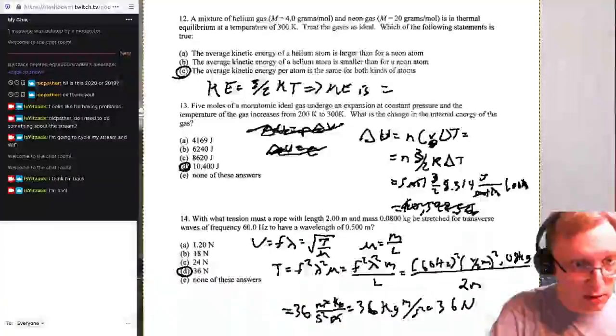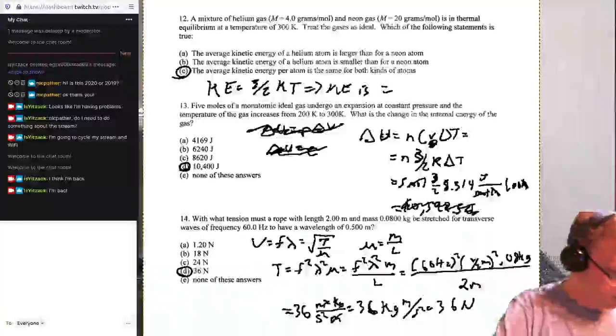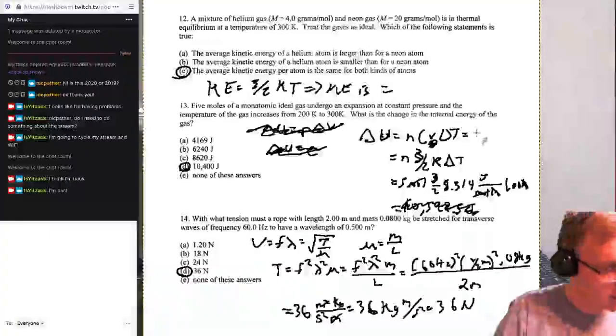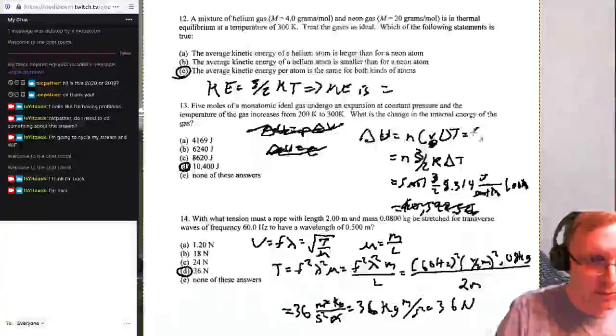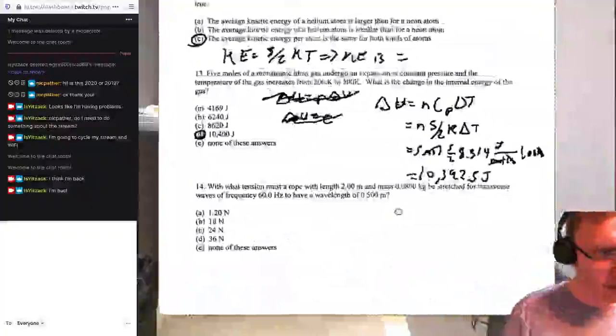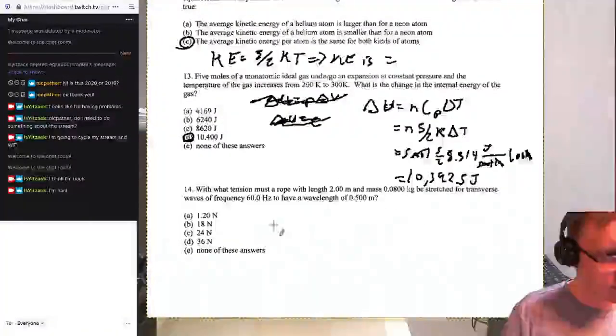3/5, this is probably here, yeah? Yeah. Yep, surprise. So this is 6235.5 joules, which means that this is not the answer, and this is. That's fine.